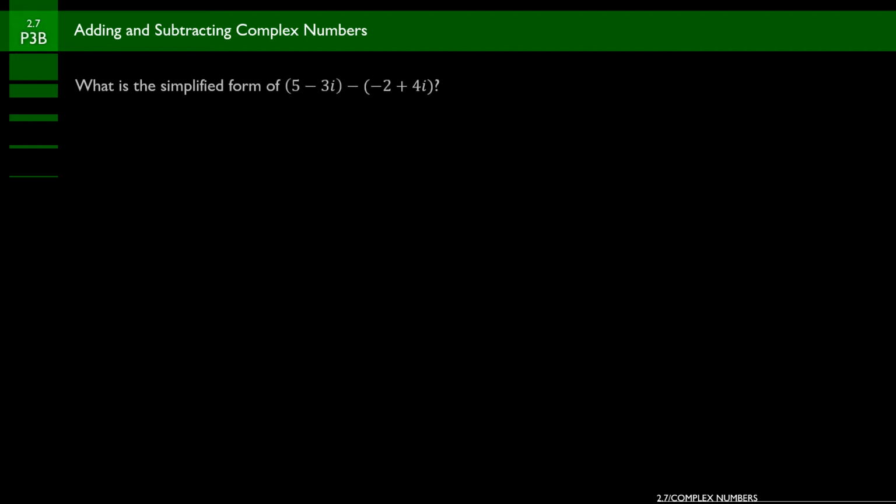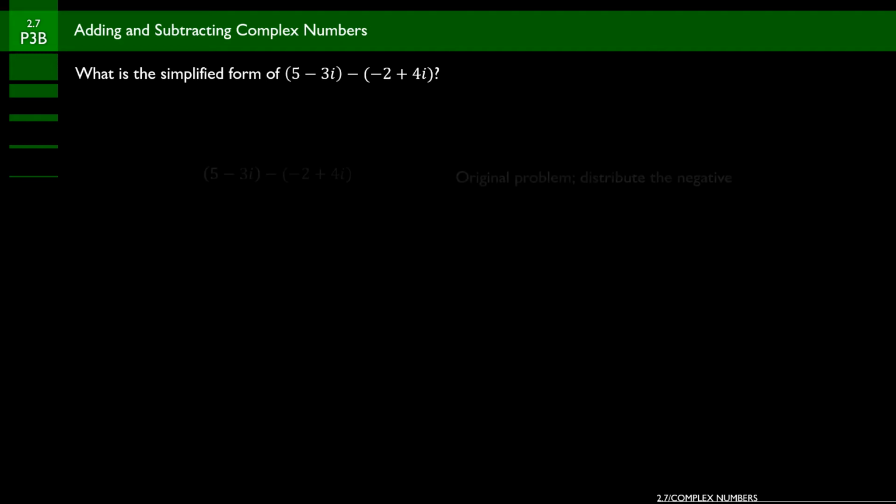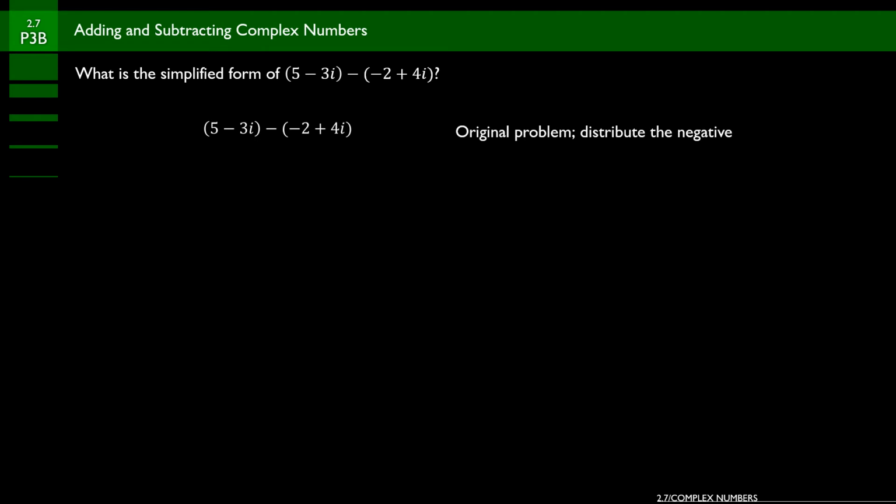So in 3b, we're going to do the same method, except this time we have a negative in between the two quantities. So we've got 5 minus 3i minus the quantity negative 2 plus 4i. So we look at the inside of 5 minus 3i. There's nothing there that we can simplify, so we just pull that down and drop the parentheses.